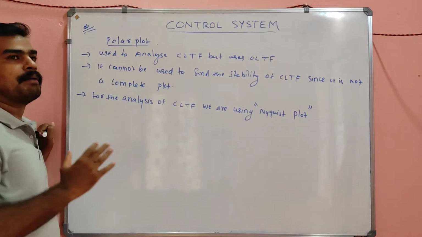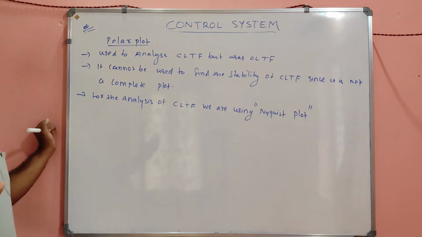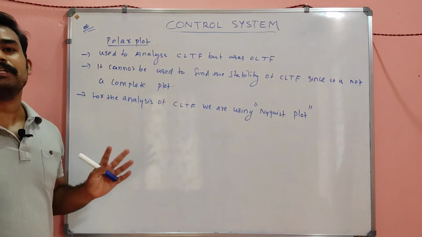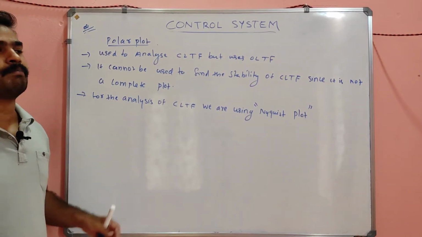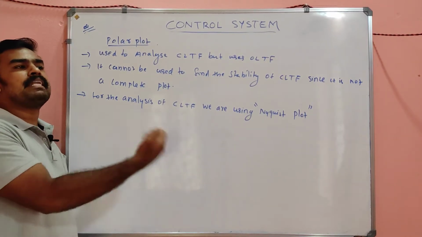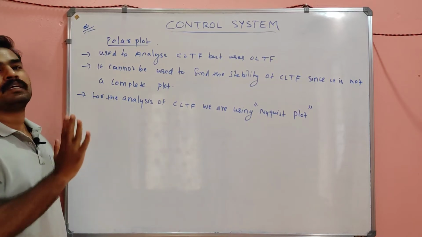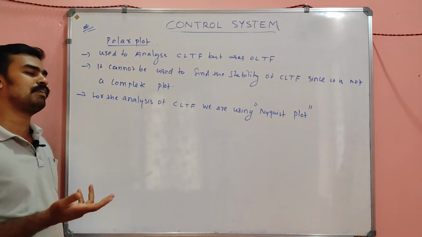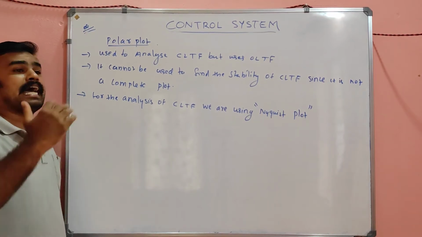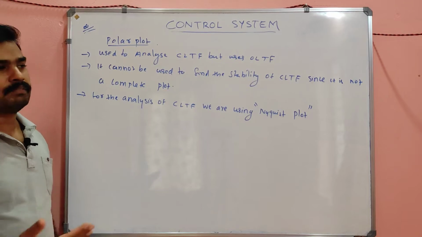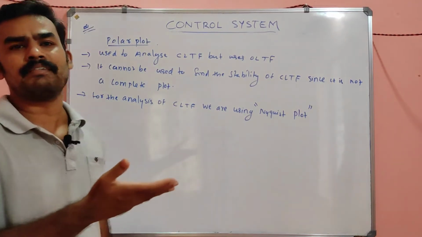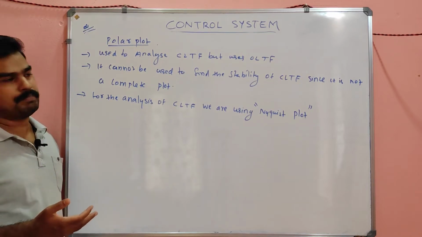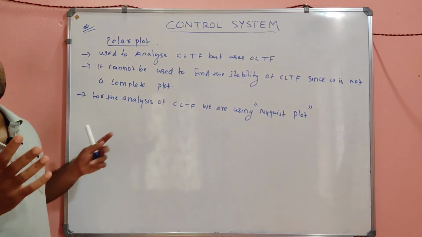But the polar plot is a plot which definitely will give the stability of the open loop transfer function, but the stability of the closed loop transfer function we can't analyze using the polar plot. But open loop transfer function stability can be easily analyzed, and other things also can be analyzed. That means the corner frequency, the cutting point, etc., everything you can calculate. But the stability we can't calculate, because it is not a complete plot.